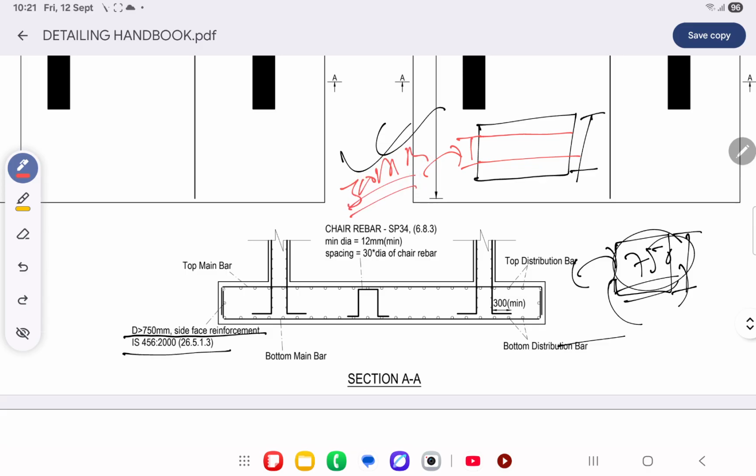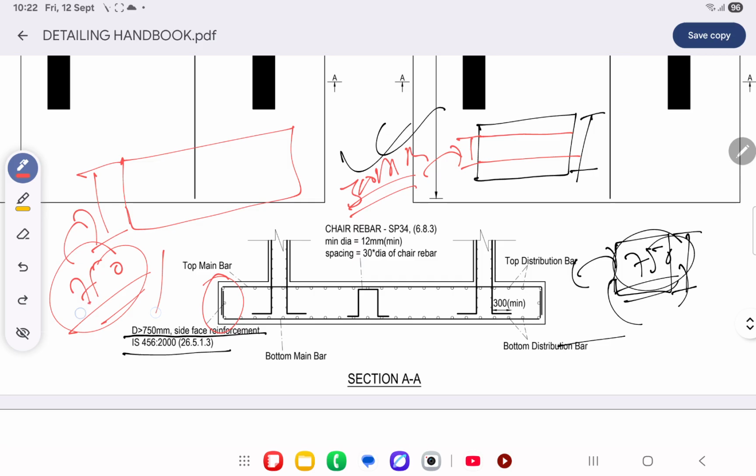In the case of a raft foundation also, if the thickness of the raft foundation is greater than 750 mm, because mostly when we construct very large structures, we generally provide a raft thickness of more than 2 meters or 3 meters. So it is already more than 750 mm, and in that case you have to provide the side reinforcement. If D is greater than 750 mm, then you have to provide the side reinforcement.